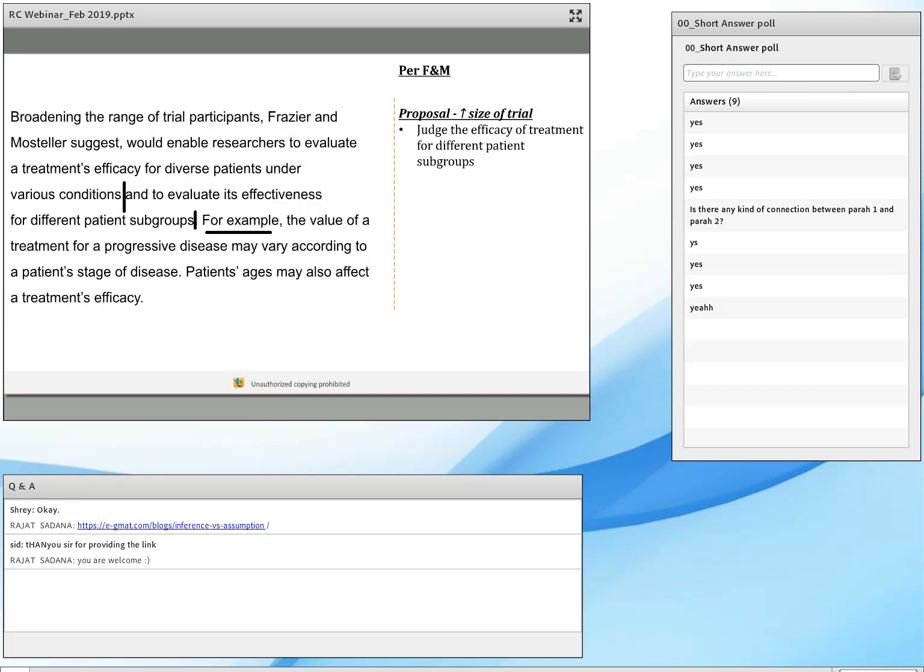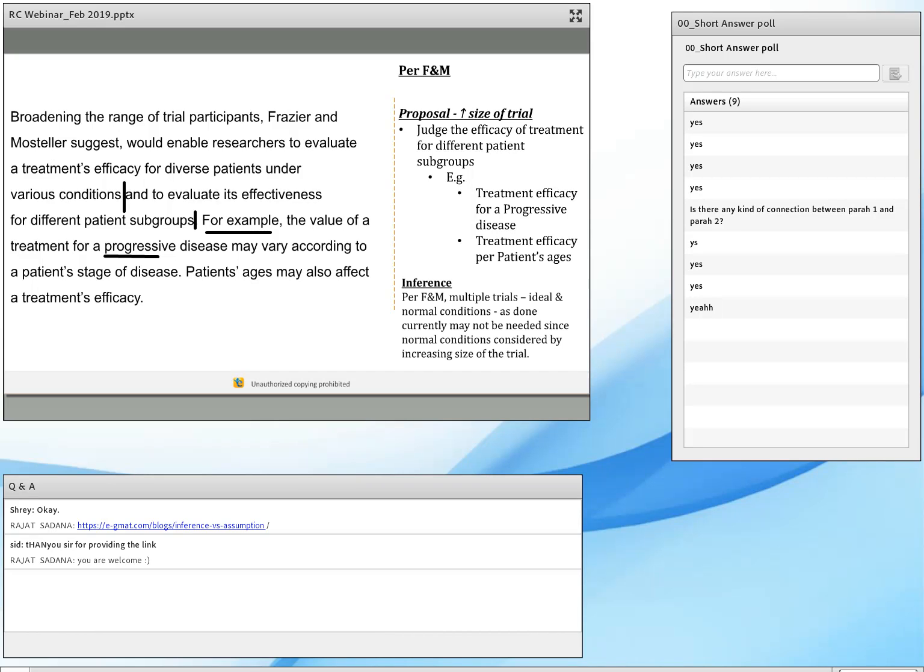The value of a treatment of a progressive disease may vary according to the patient's stage of disease. Patients' ages may also affect a treatment's efficacy. Okay. So, what do you infer from this?